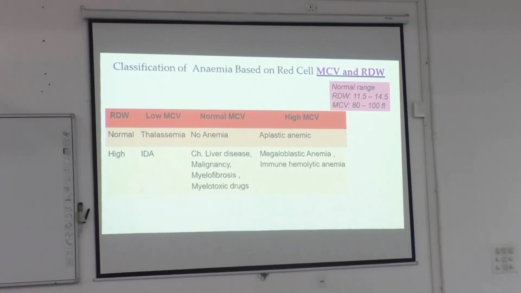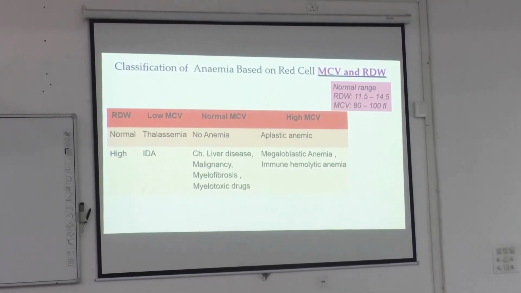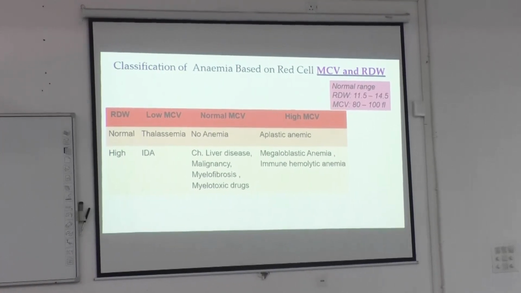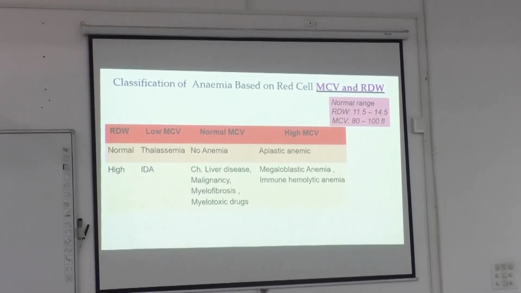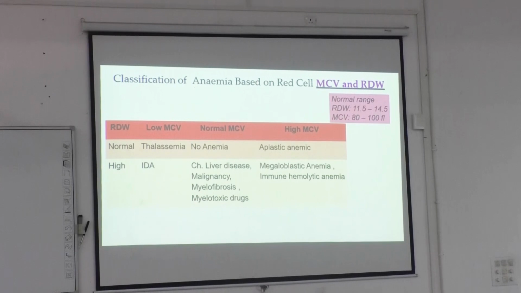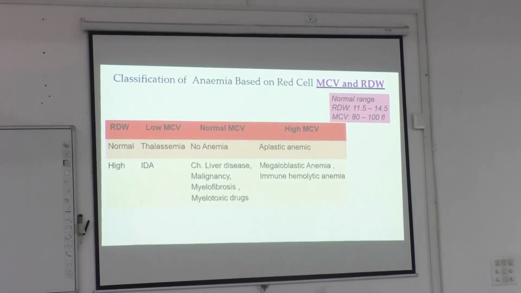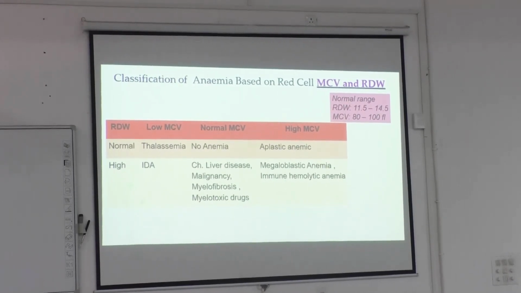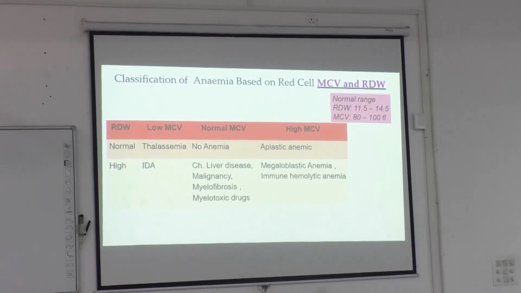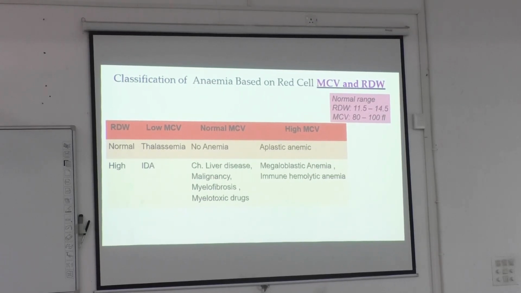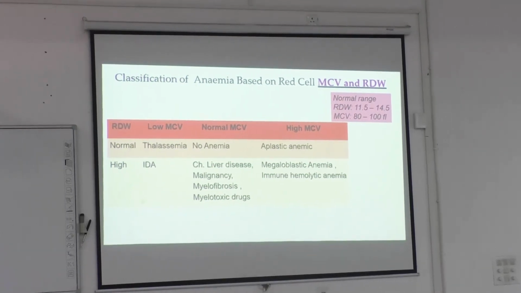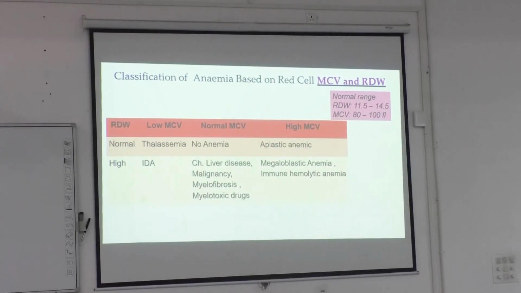সেকেন্ডটা দেখো, নর্মাল এমসিভি আর নর্মাল RDW মানে কি? নর্মোসাইটিক অ্যানিমিয়া, no anemia or normocytic anemia. And with high RDW, it can be, these are chronic diseases, that is liver disease, kidney disease, malignancy, myelofibrosis. How this happens, I will tell you later on the anemia on chronic diseases. What are the factors, how it develops, what is the pathogenesis of anemia in chronic disease.